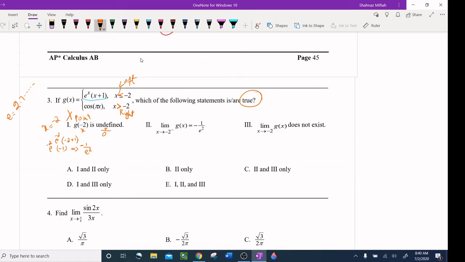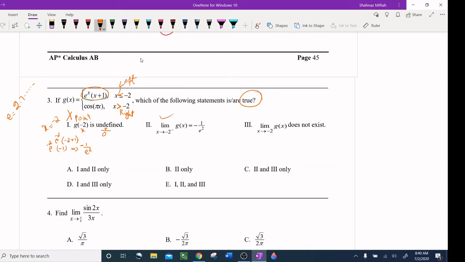Let's try that one. Limit x approaches -2 from the left of g of x is equal to -1 over e squared. And that's exactly what we got when we plugged in -2. And from the left means I'm going to pick this piece of the information, right? That's left. I plugged in, I got -1 over e squared, because in limit questions, the first thing is plug in. So that's true.